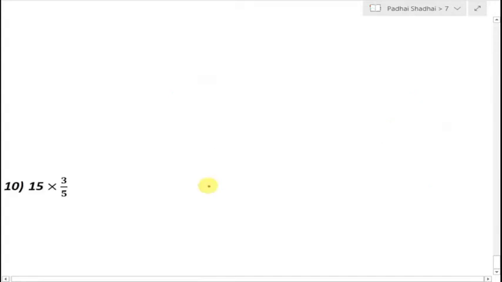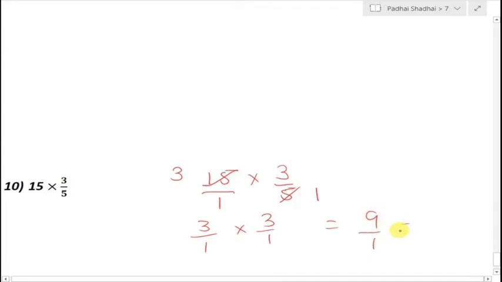Let us see the next one. 10th, 15 into 3 by 5. Here in the same way we will put the denominator and we will cut 5 if possible. Here we can cut: 5 threes are 15, 5 ones are 5. So 3 is left. So here it is 3 by 1 into 3 by 1. So 3 threes are 9 by 1. So the final answer is 9. Let us see the next question, beta.